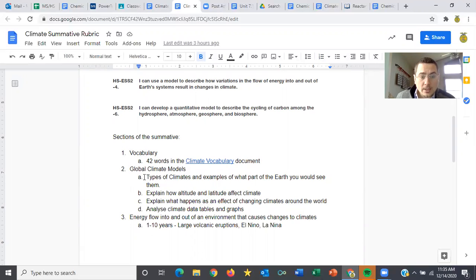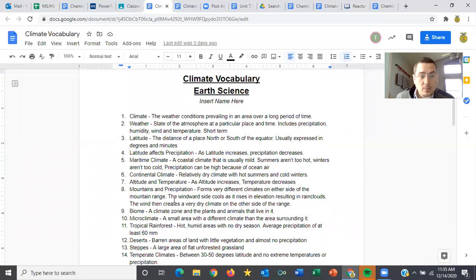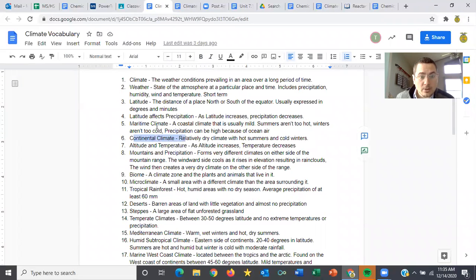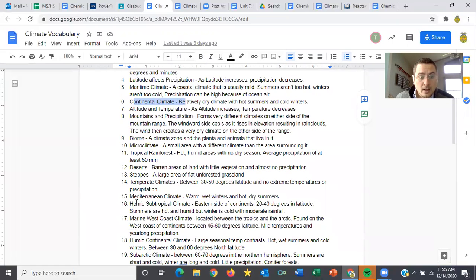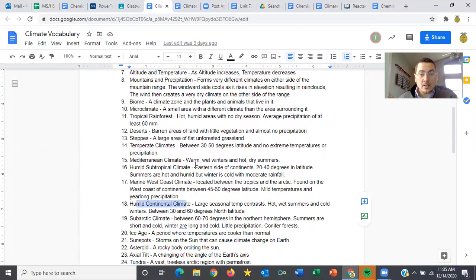So we need to understand all of those different types of climates that are on our vocab sheet. So these ones over here, things like continental climate, maritime climate, microclimate, what is a Mediterranean climate, and can you give me examples? You're going to need to be able to give examples of a humid subtropical climate. A lot of these we put examples of where they are, but you can go find those too if they're not listed here on your vocab sheet. Marine West Coast climate. Humid continental climate. You need to know what all of these climates mean and be able to describe them.